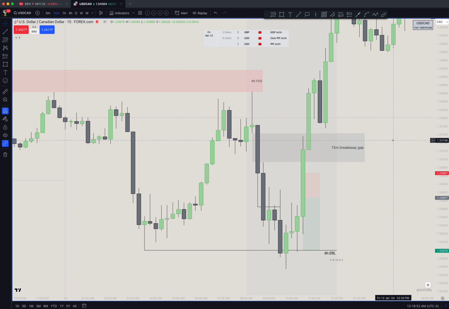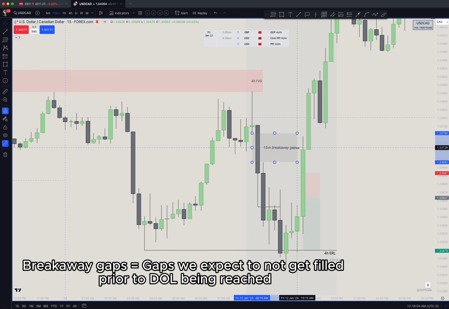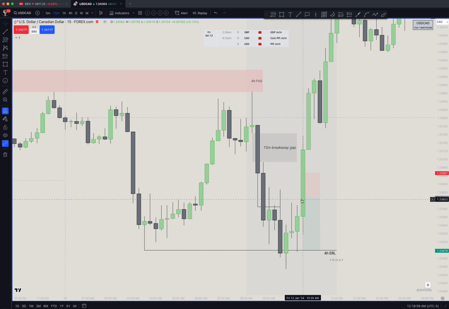Now, I got so many questions asking me, why is this a breakaway gap and why did I expect price not to fill this? Why did I come down into a 5-minute chart and enter down here this deep in a discount and not wait for a retracement to then go lower? Now, it's as simple as this.